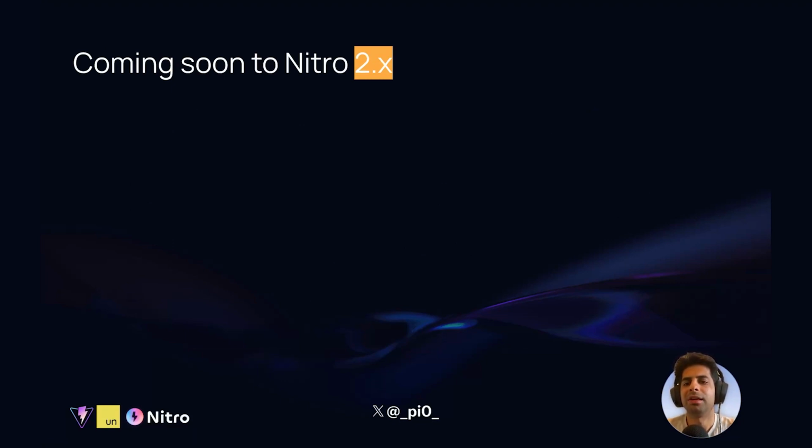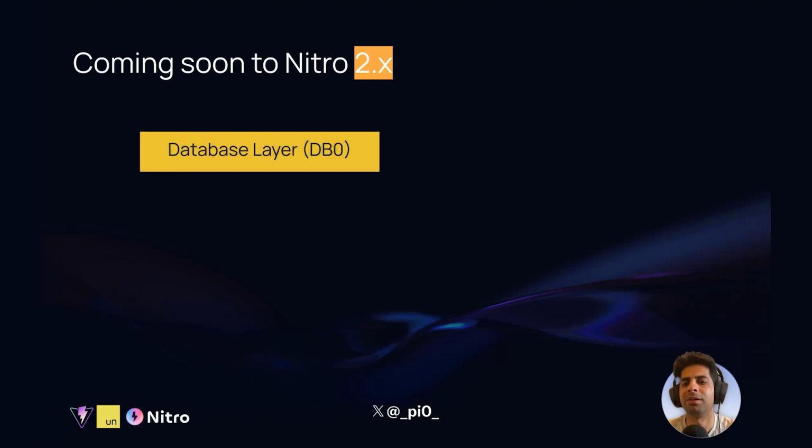Currently, Nitro stable is in the 2.x, and we have some amazing features planned for it. Probably by the time of the conference, some of them are already in beta. One of the features that we always wanted to introduce to Nitro, after the standard key value storage layer, was the database layer.